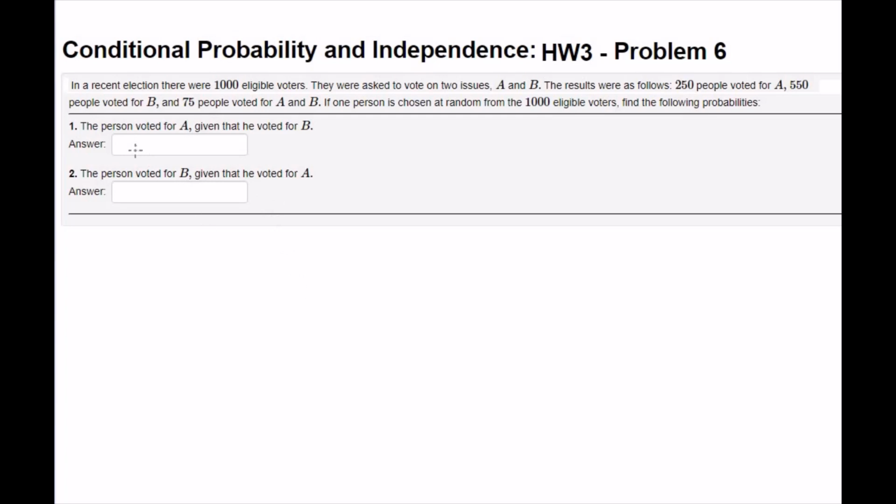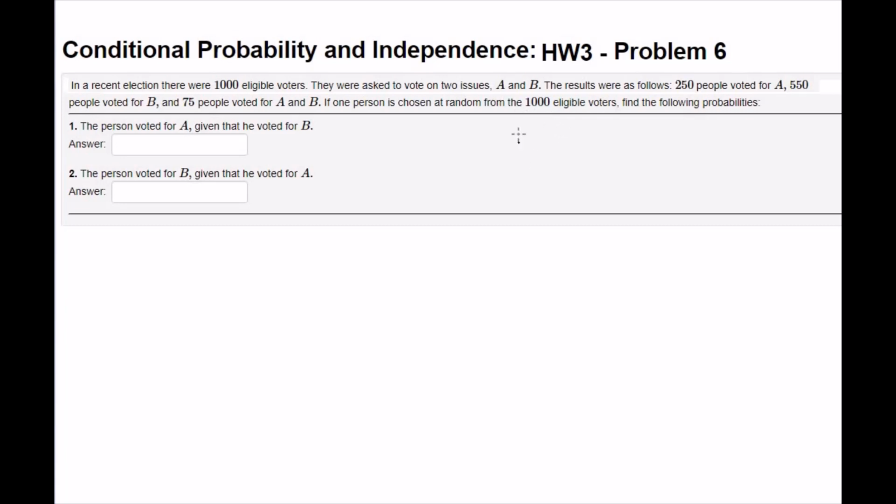Problem number 6. In a recent election, there were 1,000 eligible voters. They were asked to vote on 2 issues, A and B. The results were as follows. 250 people voted for A, 550 people voted for B, and 75 people voted for A and B. If one person is chosen at random from the 1,000 eligible voters, find the following probabilities.